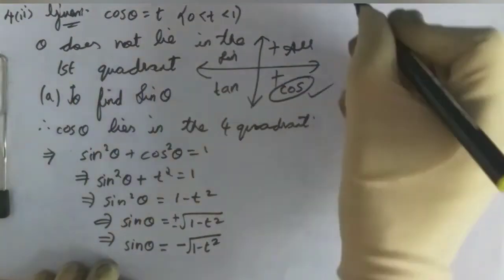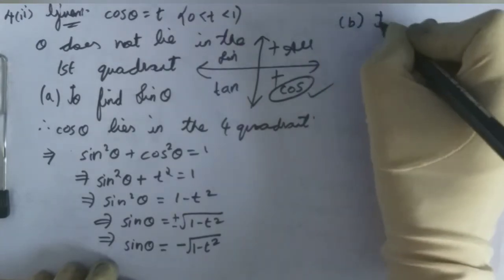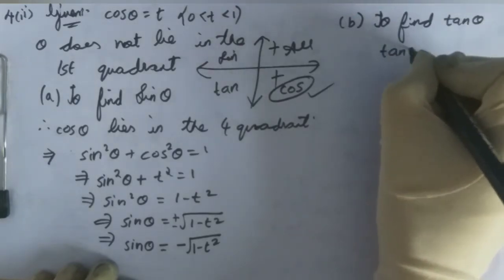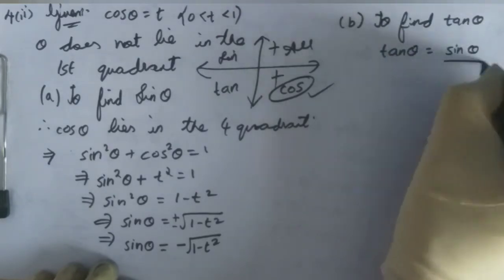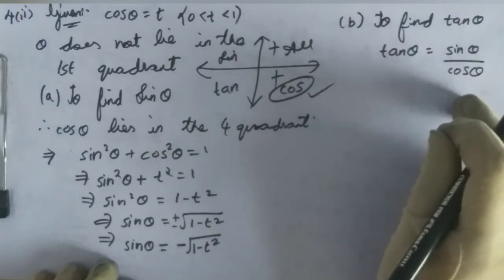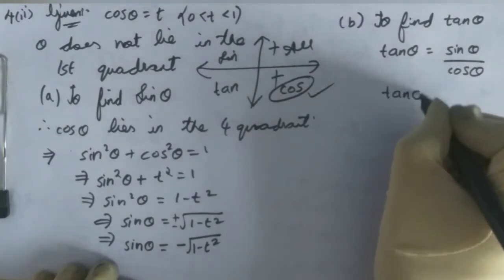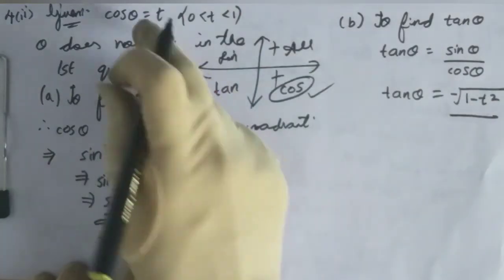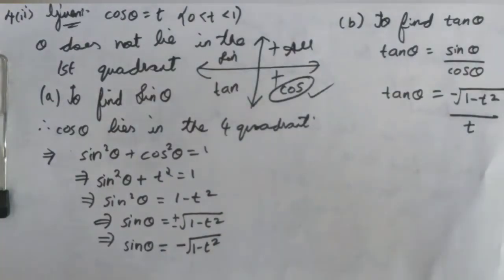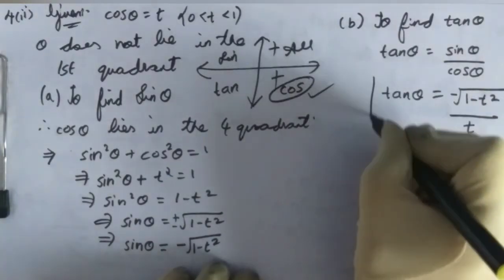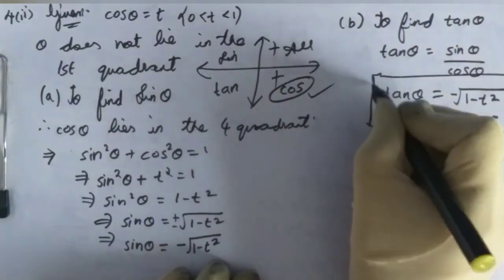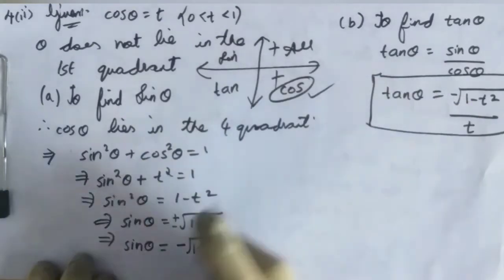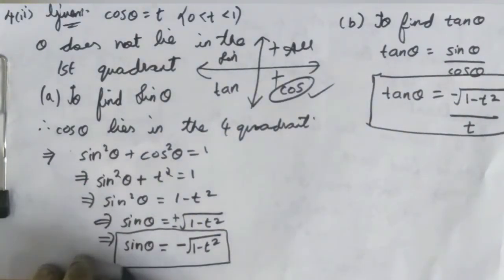Now it also asked us in the question to find out tan theta. So we know sin theta, we know cos theta. We can easily find tan theta because we know that tan theta is equal to sin theta by cos theta. That is the formula which we have. So tan theta is equal to, what is the value of sin theta given to us? Minus root 1 minus t square. But what is the value of cos theta given to us? t. So the value of tan theta is minus root 1 minus t square by t. Why is it minus? Because it is in the fourth quadrant. In the fourth quadrant, tan theta will be minus, and already minus was there. But this proves that our answer is correct.